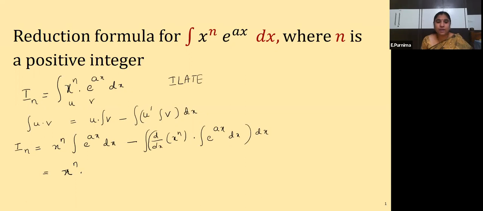Now, which is equal to x to the power of n into, what is the integral of e to the power of ax? It is e to the power of ax by a, because the internal function ax, that you differentiate, you write in the denominator as a. By this time you already know how to integrate the basic functions. And d by dx of x to the power of n is nothing but n into x to the power of n minus 1.